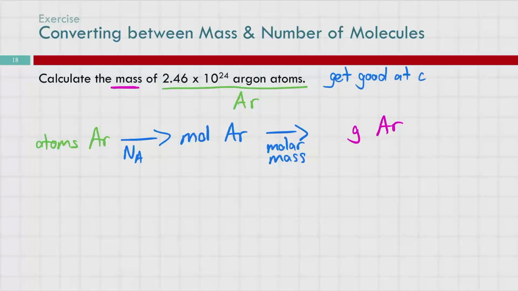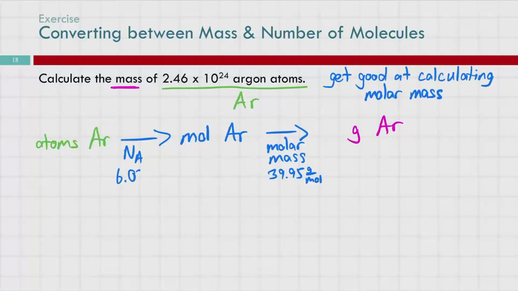Get good at calculating molar mass. In this case, it's just the atom argon. And so we just find on our periodic table 39.95 written under our argon, and that's the number we're going to use. Avogadro's number is the 6.022 times 10 to the 23, and that's going to be atoms in 1 mole.